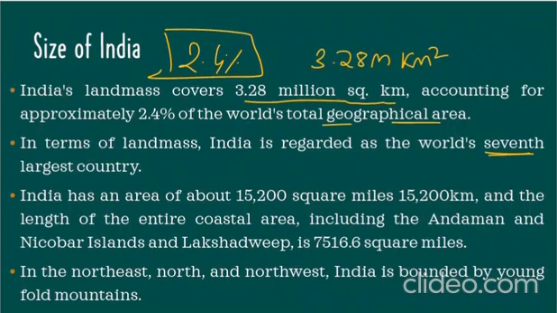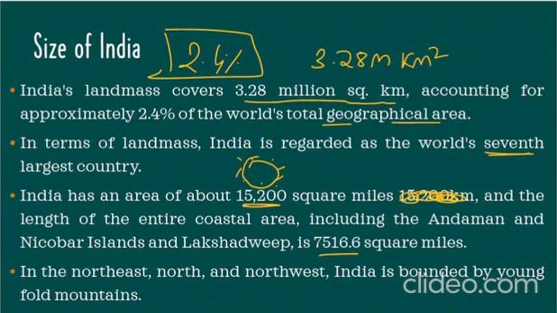Now India has an area of about 15,200 square miles, and the length of the entire coastal area, including Andaman and Nicobar Islands as well as Lakshadweep, is 7,516.6. So the area of India is 15,200 square miles, whereas the coastal length means the boundaries in that coastal area, including Andaman Nicobar as well as Lakshadweep. In the exam, if you forget the decimals and write 7,516, the teacher should give you marks.